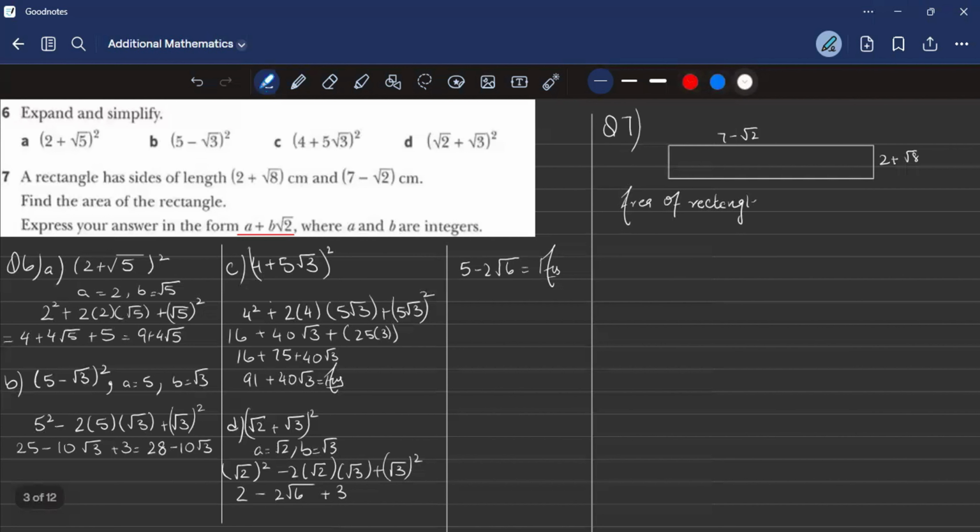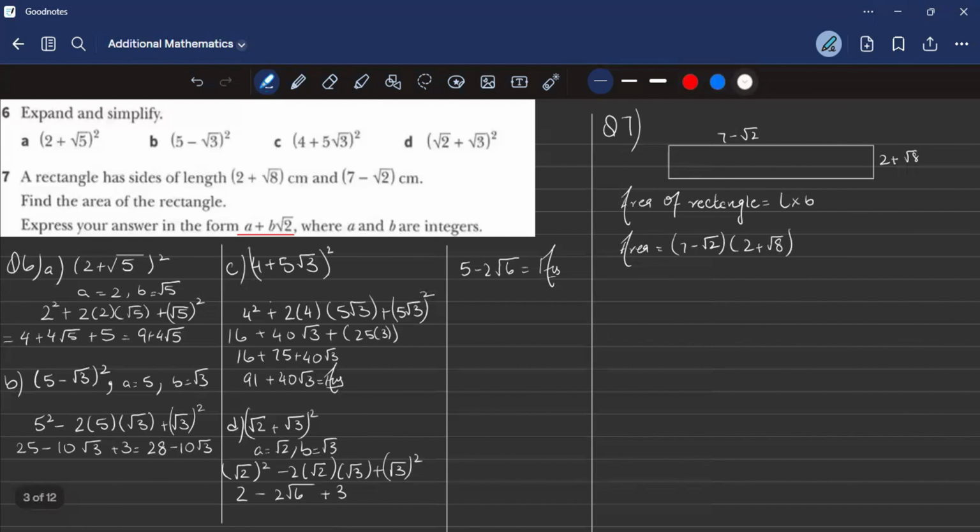Area of a rectangle is equal to length multiplied by breadth. So this is our length, this is our breadth. What we're going to do is simply multiply these two values. So area is equal to (7 minus under root 2) multiplied by (2 plus under root 8).